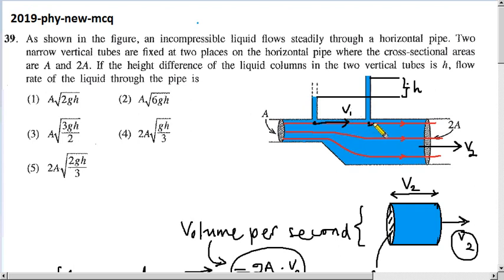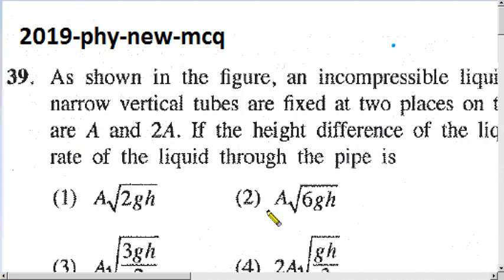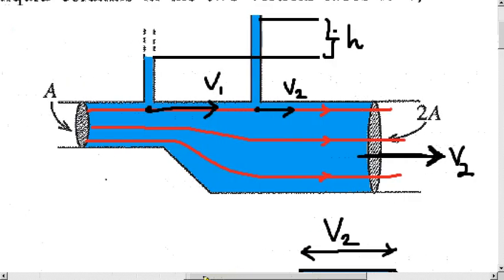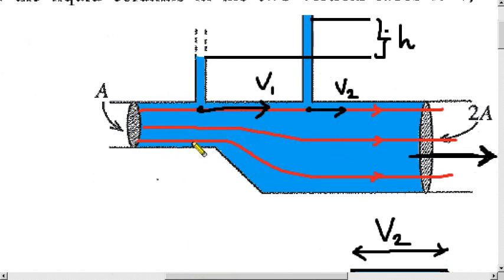At this point, let's suppose the velocity is v2. v2 is smaller. I'll explain why. So that is the velocity we have taken here as v2. So the cross-sectional area here is capital A. Cross-sectional area here is 2 times A. So it is greater.